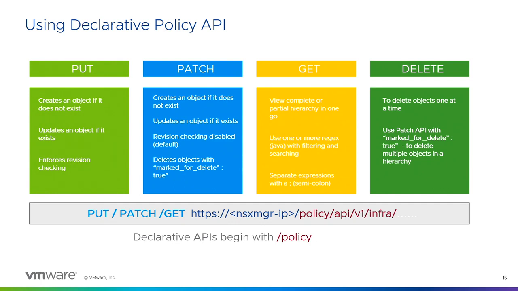Obviously, we have the GET, but we have pretty cool stuff on the GET. You can filter. We support some regex if you want to get some specific information about what we have in NSX. And we have the DELETE, obviously. But if you want to delete something, you can also do it with a PATCH. There is a specific field, like mark for delete, that you can use to delete something.